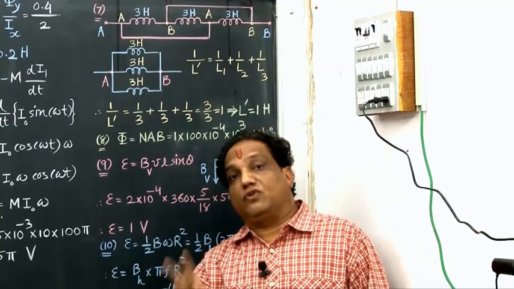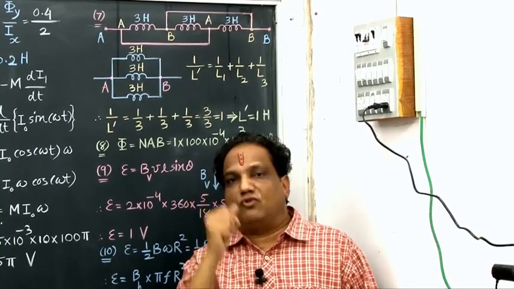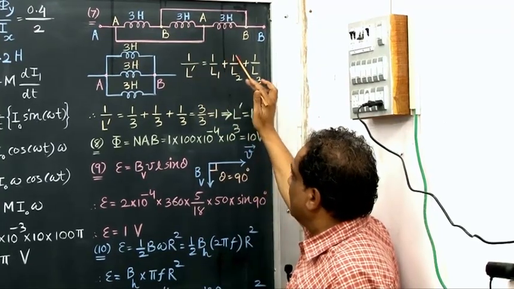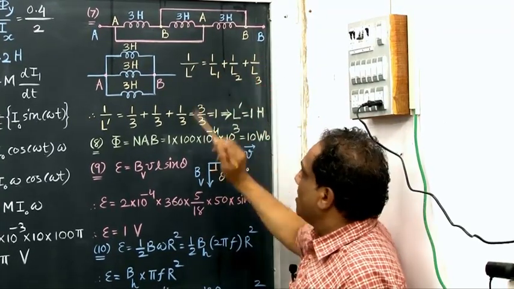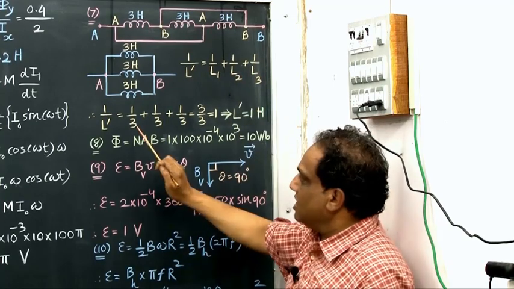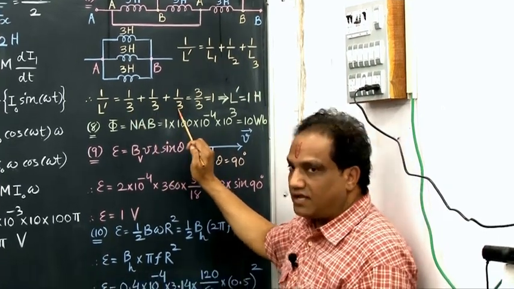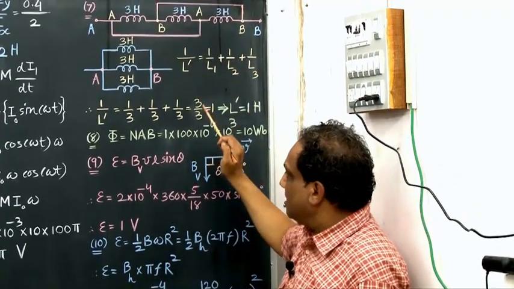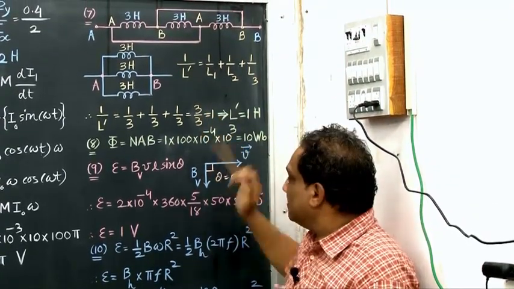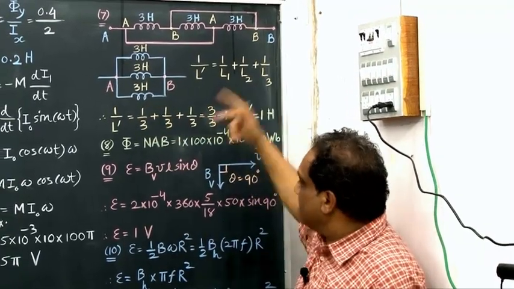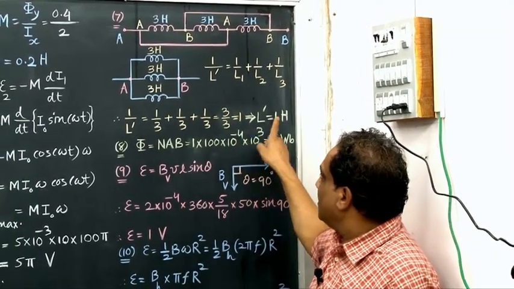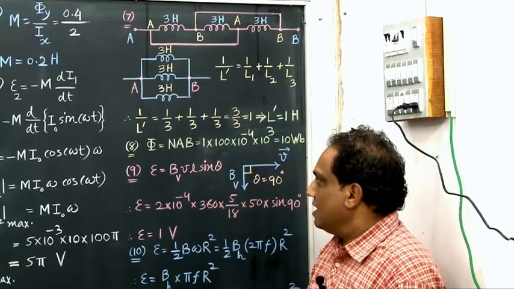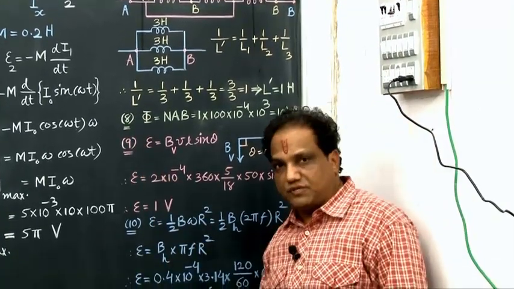Here there is a parallel connection of 3 inductors. So how would you write that law? 1 upon L dash equals 1 upon L1 plus 1 upon L2 plus 1 upon L3. Each of these 3 values is 3 Henry, correct? So 1 upon 3 plus 1 upon 3 plus 1 upon 3, that is 3 by 3, which is 1. Now take reciprocal, okay? So L dash will be 1 Henry, correct? Fine. Now read number 8.